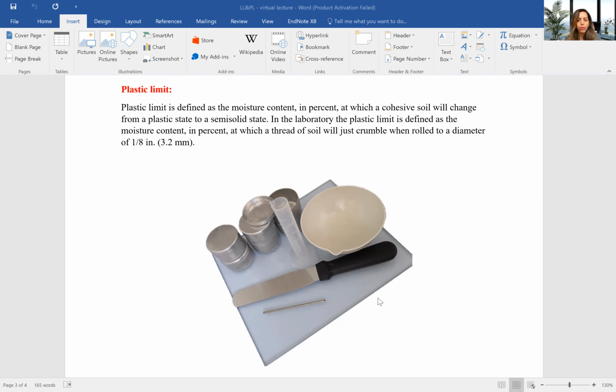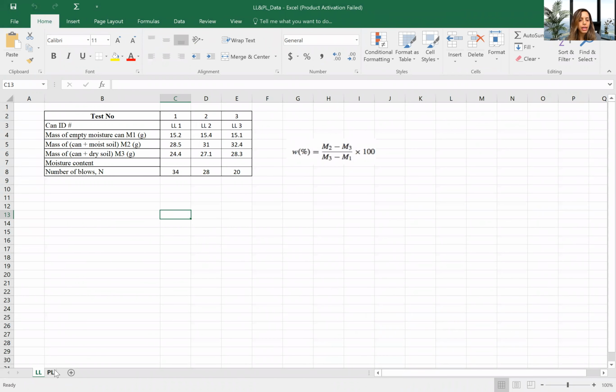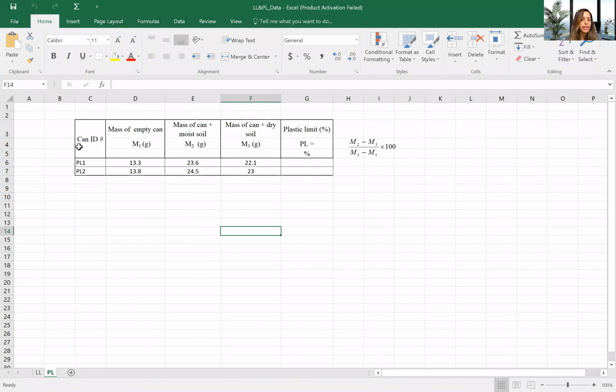So for this test, if you look at the results, I only have 2 tests. So the can ID is plastic limit 1, plastic limit 2, and you have the mass of the empty can, the mass of the can with the moist soil, the mass of the can with dry soil, and the plastic limit for each test is going to be the moisture content of the soil. You calculate that, it should be in percentage, and then your actual plastic limit is the average, and that's simply because we might have some errors, so we repeat the test a couple of times, and then we get the average.